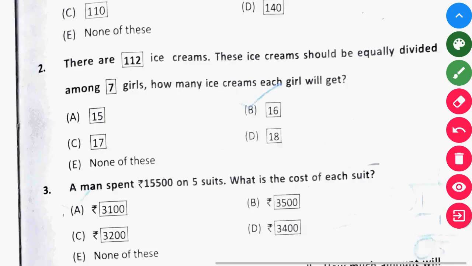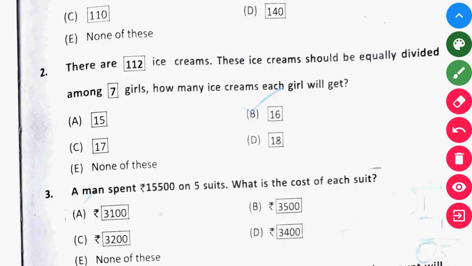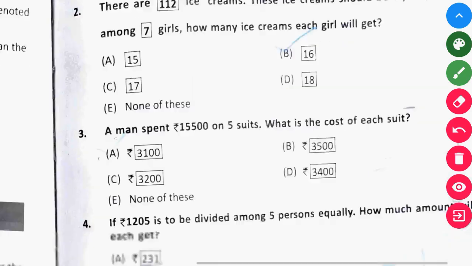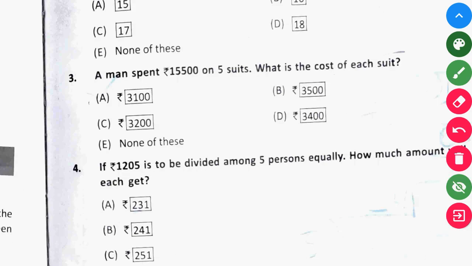Now a man spent 15,500 on 5 suits. What is the cost of each suit? Again you have to divide 15,500 by 5. You cannot divide 1, so you consider the first 15 and then you can divide. So this one is for homework.